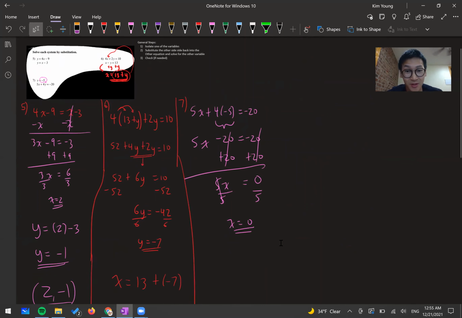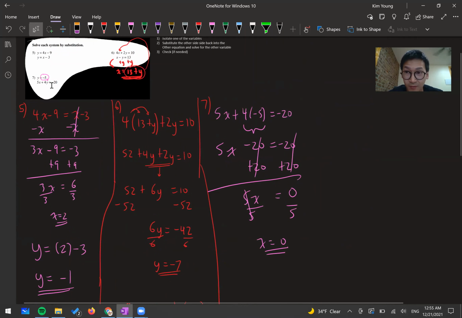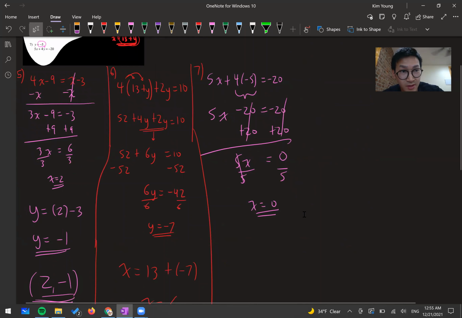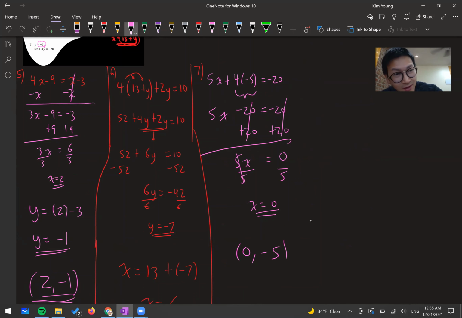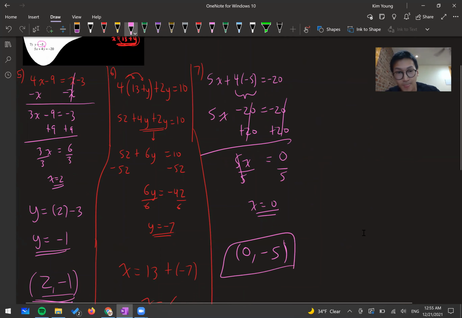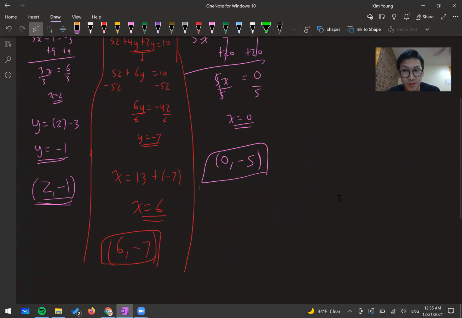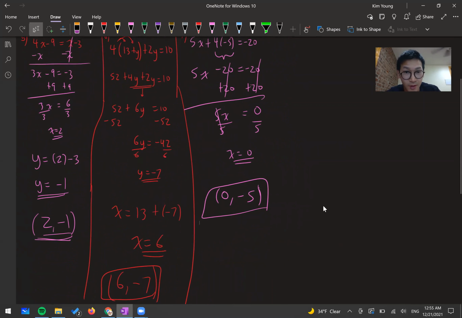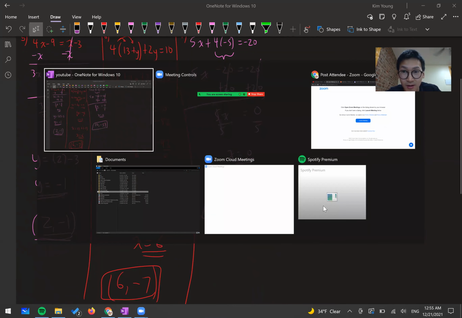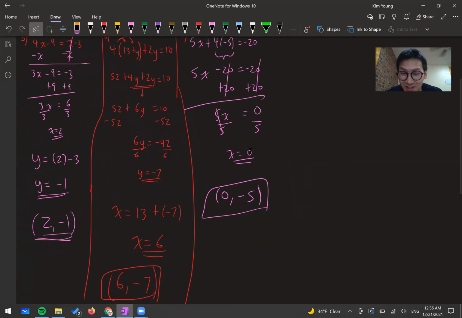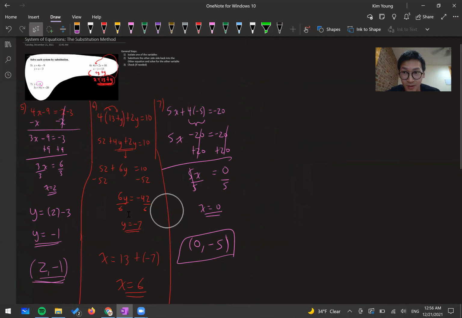If you don't believe me, you can put this back into the second equation and then solve for y. You are going to get from the second equation that y is also equal to negative 5. So do that as an exercise. But the answer is, I juked myself, 0 comma negative 5. Cool. And then also for peace of mind, you guys can verify that these are correct.